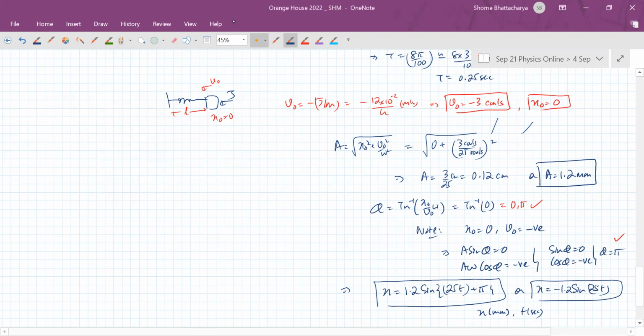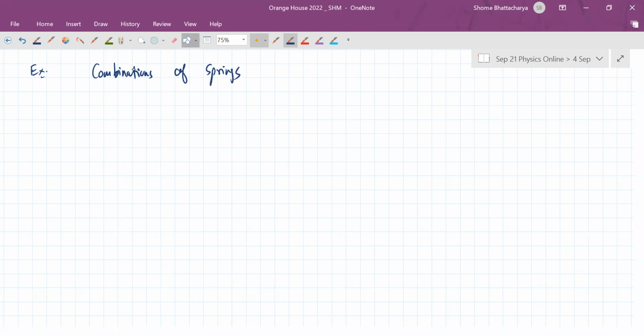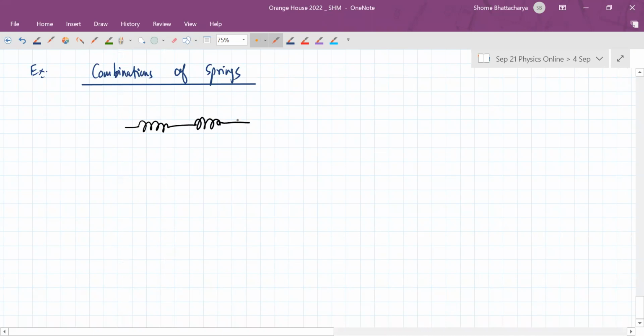Okay, people, so hope this type of question is clear now. Next, we will move on from this to something which has combination of springs. So first of all, let us see the related formulae for combination of springs. So this type of a combination is called a series combination.